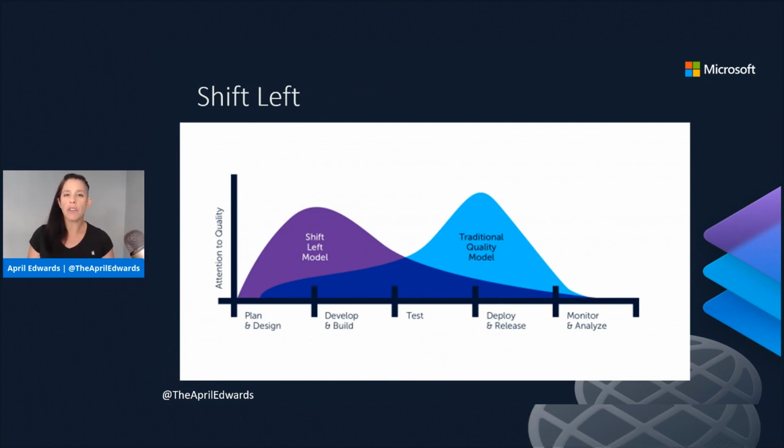Now, when we talk about DevOps, we talk about shifting left. Now, what does shifting left really mean? It means that we do things early and often, and we're ready to fail fast. Failing fast is my favorite phrase to use. We have to embrace failure and learn from it.